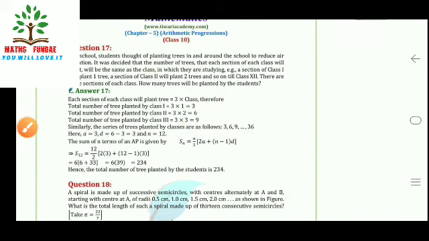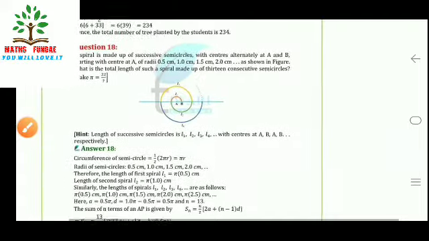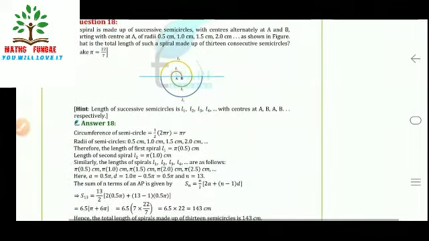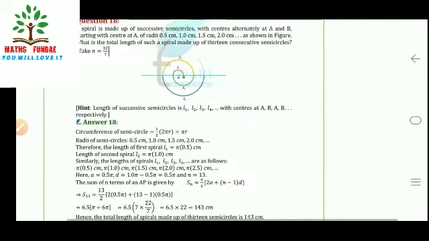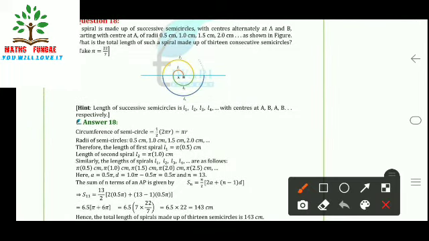Now in question number 18, a spiral is made of successive semicircles with centers alternating at A and B, starting with center A, of radius 0.5 centimeter, then 1 centimeter, 1.5, 2 and so on. We can see it in the picture also. The lengths of the successive semicircles are taken as L1, L2, L3 and so on.